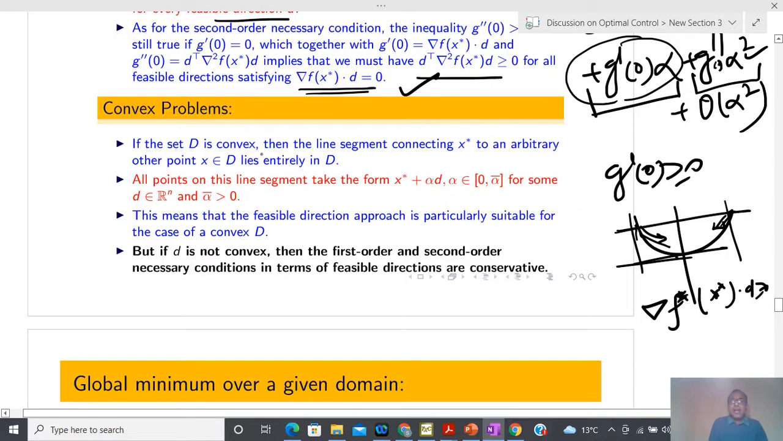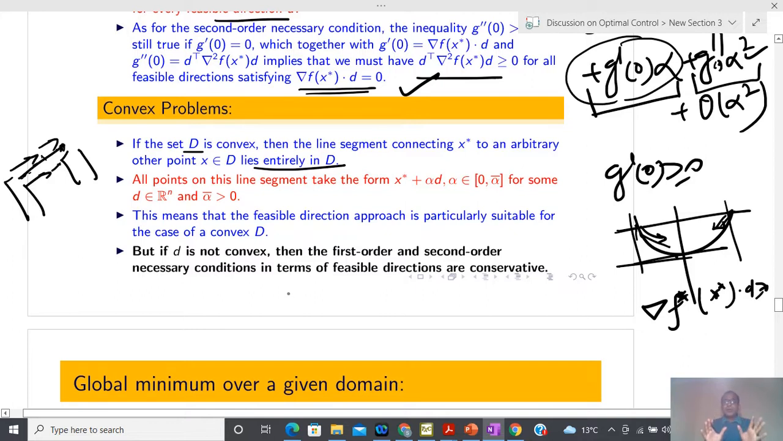The same thing I have written: if D is convex, then the line segment from x star to an arbitrary point x lies entirely in D. That is the definition of a convex region. Whenever something is convex, you can take two points, might be in higher dimensional space, and the line joining these two points always lies inside that region only. And this is the condition. It means that if I move in the feasible direction, then I am able to get the minima, and due to that reason I am assuming that whatever region D I have considered is convex.